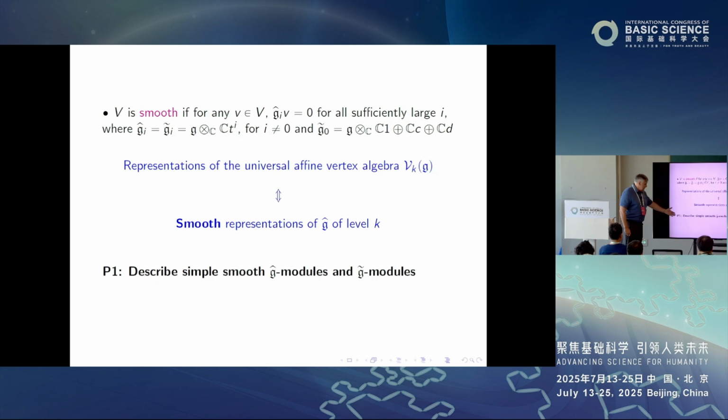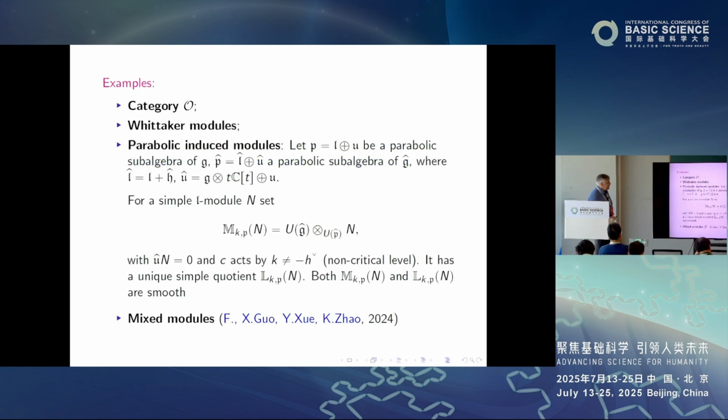And then the first problem that I would like to discuss is the state of the art in the smooth representations of our affine Kac-Moody algebras. So what are the examples? Well, the obvious examples are category O. So naturally everything there is smooth.